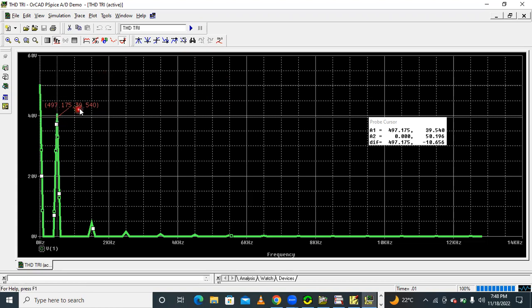For 500 Hz, the fundamental frequency here is 500 Hz. So for 500 Hz, 39.54 is the voltage. So like this we have to find. And similarly here also, this also.